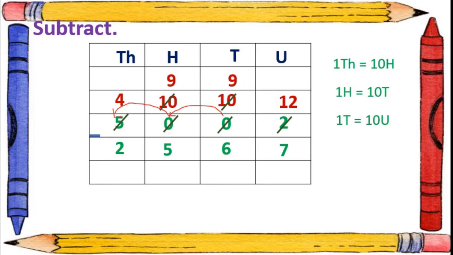Now see here, in the units place we got 12 minus 7. We can do this easily, isn't it? The answer is 5. Now in the tens place, 9 minus 6, that is 3. In the hundreds place, 9 minus 5, that is 4. And in the thousands place, 4 minus 2, that is 2. Yes, got this students, how we did? Did you follow?